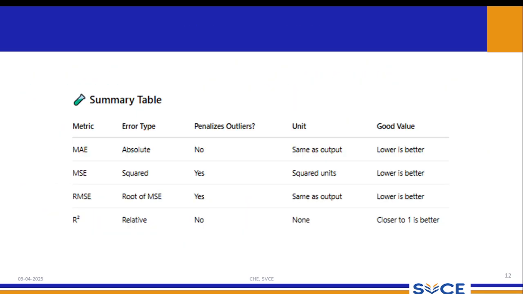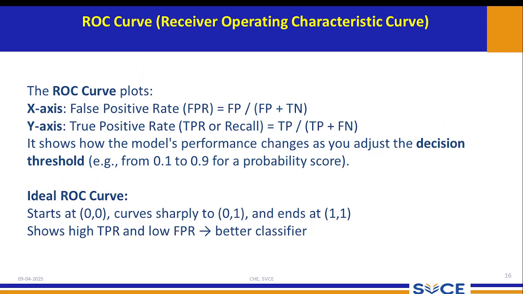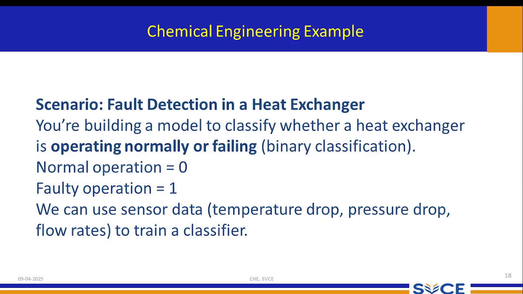Similarly, for classification models, we have different evaluation criteria like accuracy, precision, recall, F1 score, confusion matrix, receiver operating characteristic curve, and area under the curve, which help you evaluate classification models. We have also discussed true positive, true negative, false positive, and false negative.